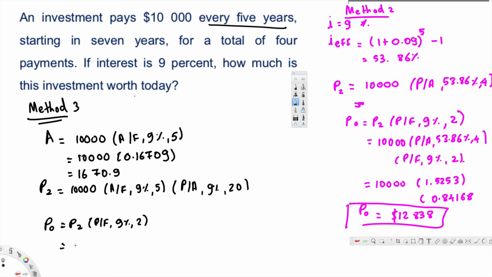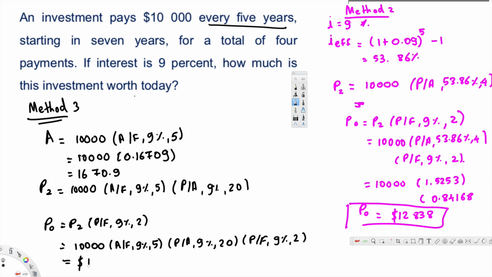P2 is this one, so let's copy it down right here: 10,000 times A over F at 9% for 5, times P over A at 9% for 20, and then P over F at 9% for 2. If you calculate this one, you're going to get 12,838. That is P0, and that's the final answer.